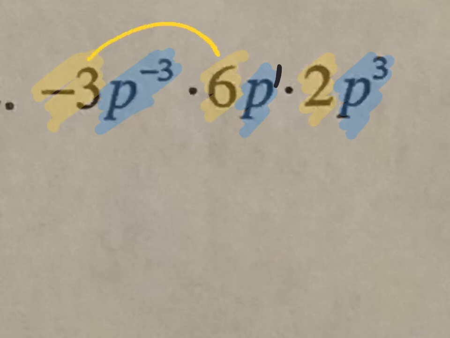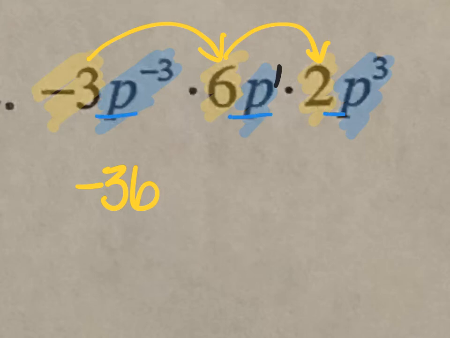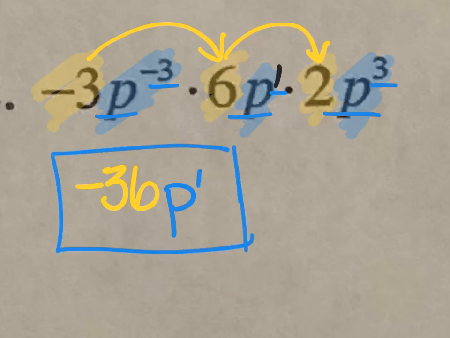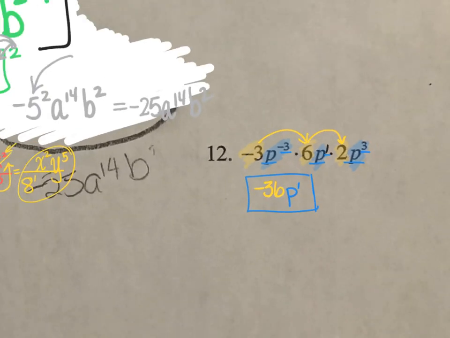Okay. Let's go ahead and multiply our coefficients. So negative 3 times 6 gives me a negative 18. Negative 18 times 2 gives me a negative 36. And then we have our base of p. Negative 3 plus 1 is a negative 2. Negative 2 plus 3 gives me a positive 1. So this would be your final answer. No simplifying needed.